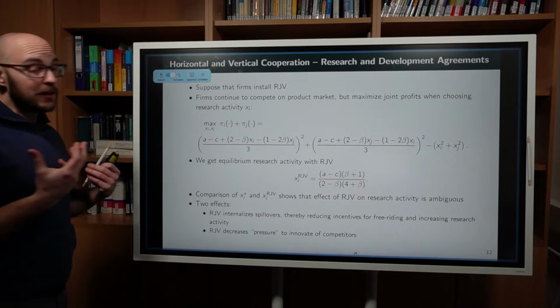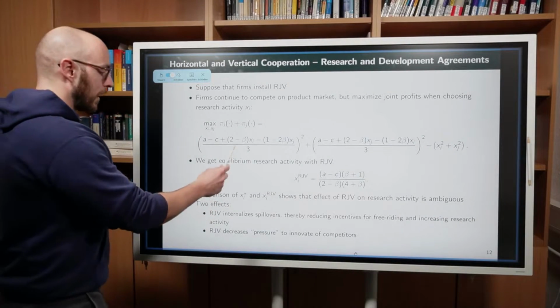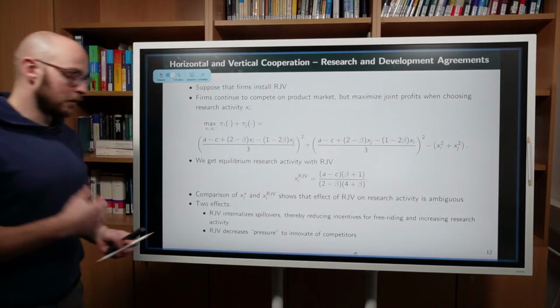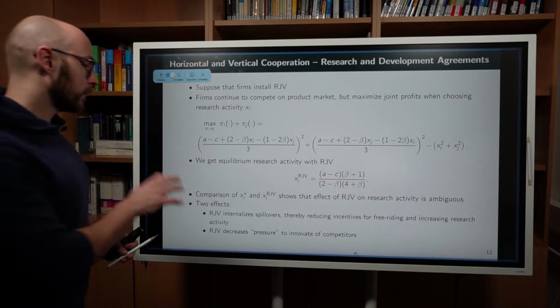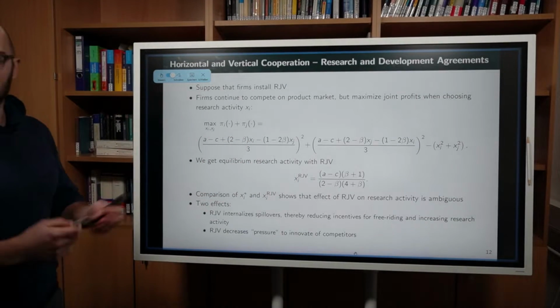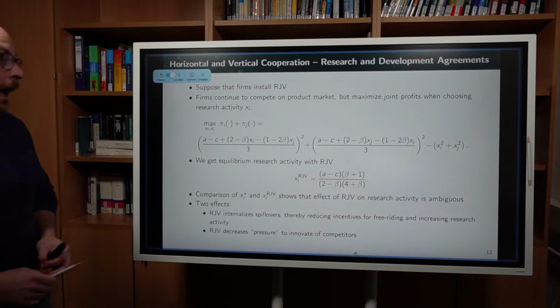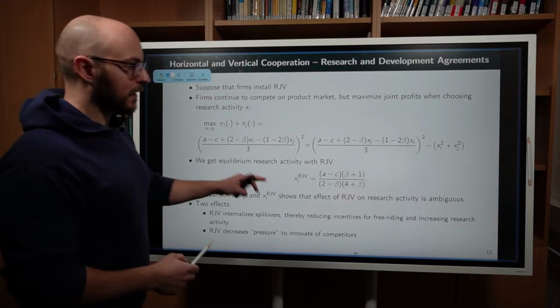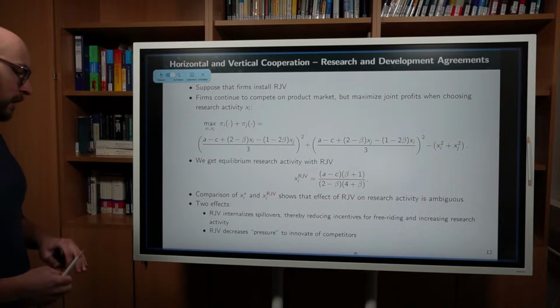And now how can we assess the effect of the research joint venture? Well, what we have to do is to compare our equilibrium R&D investment without a research joint venture with the equilibrium investments with a research joint venture. So our comparative static analysis as we are used to. And what we see is basically that the effect is ambiguous. I will show you on the next slide what it actually means.